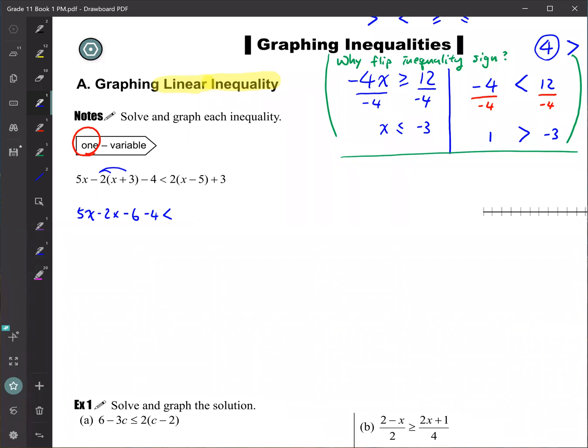Would it be 2x minus 10 plus 3? Yeah, very good. Okay, and then we'll start by moving everything to the left side. Not everything, all the x to the left side and all the numbers to the right side. Right, so I'll let you do that.